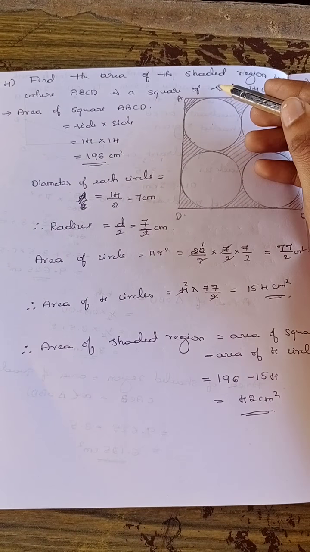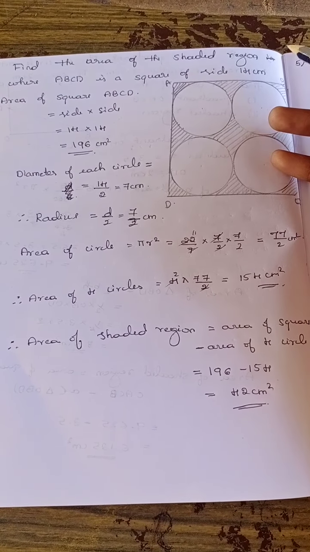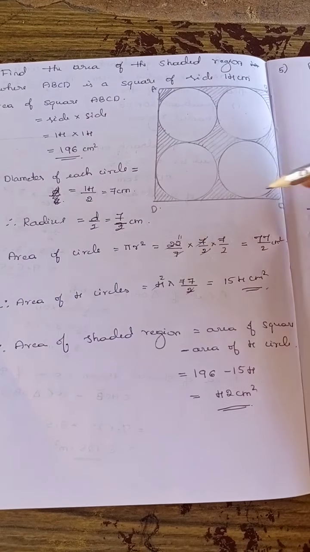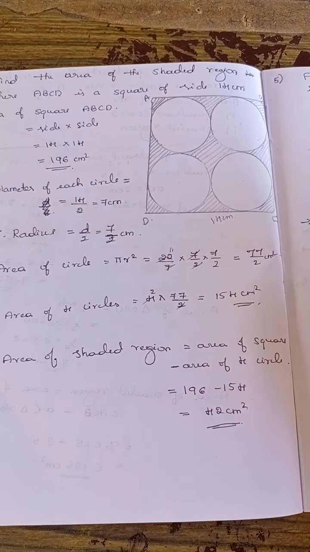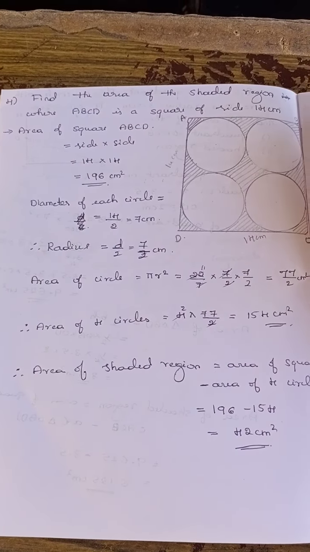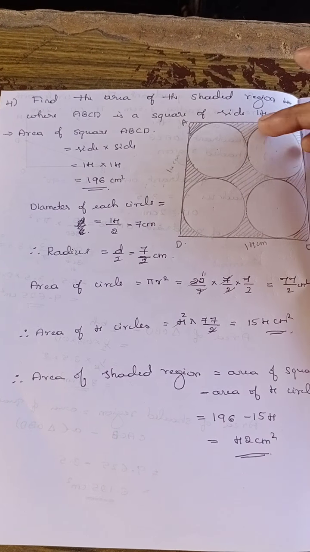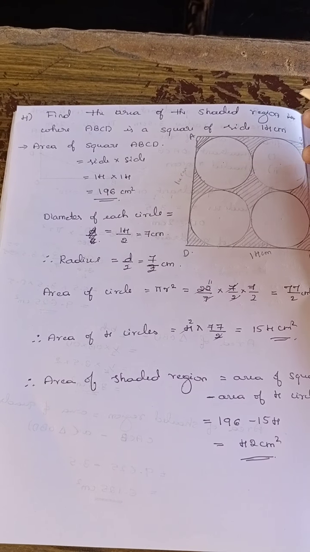Now come to the next problem. Find the area of the shaded region where ABCD is a square. Here it is given that ABCD is a square of side 14 centimeter. Its side is 14 centimeter, here also 14 centimeter. We have to find the area of the shaded region. That means except this circle, we have to find the area. Now first find the area of this square.